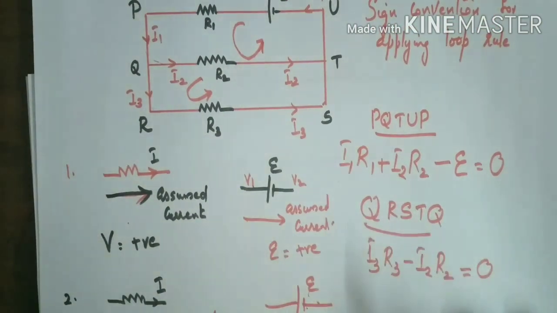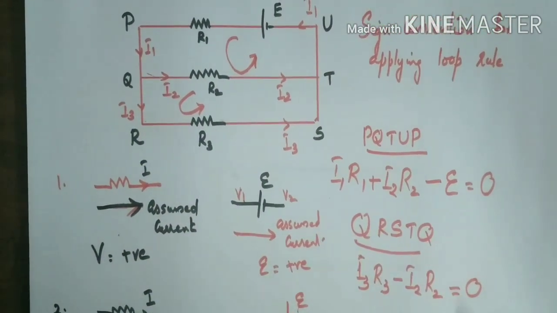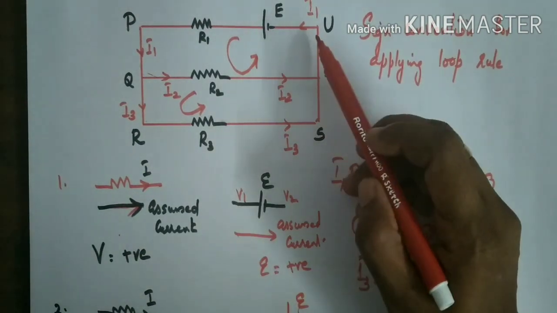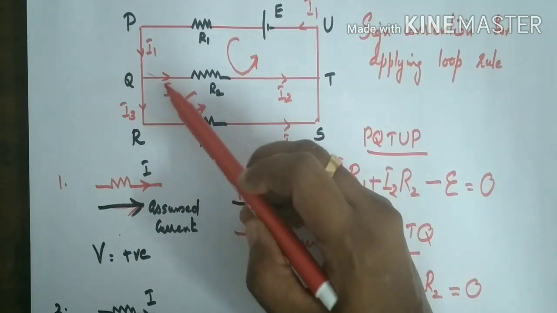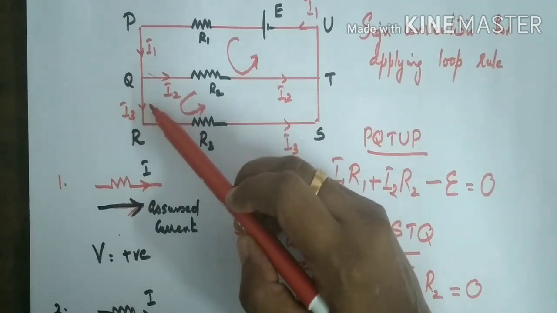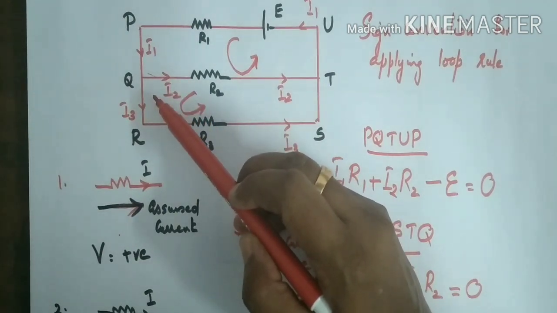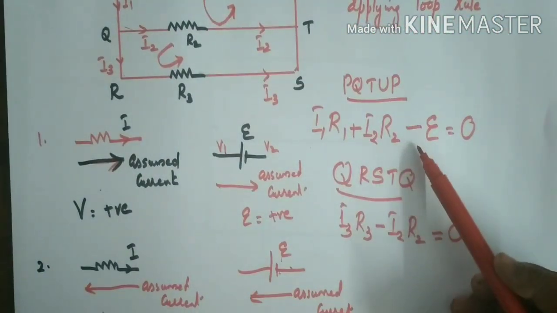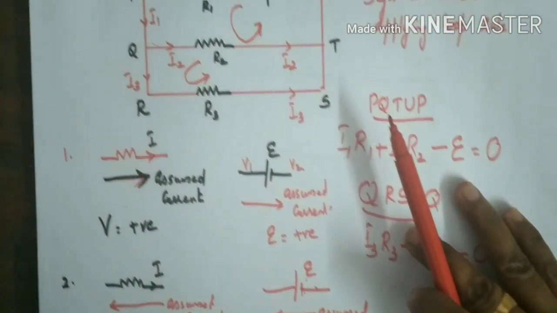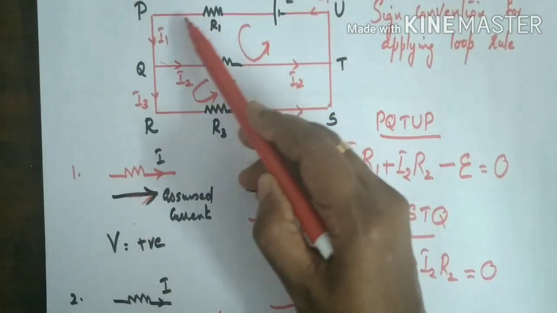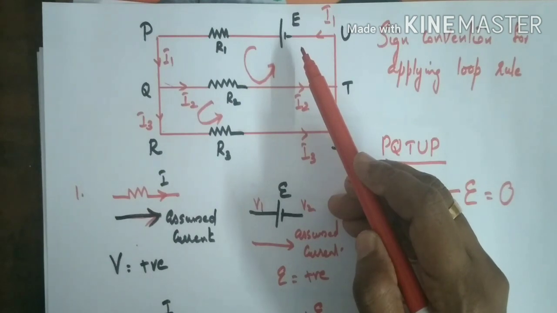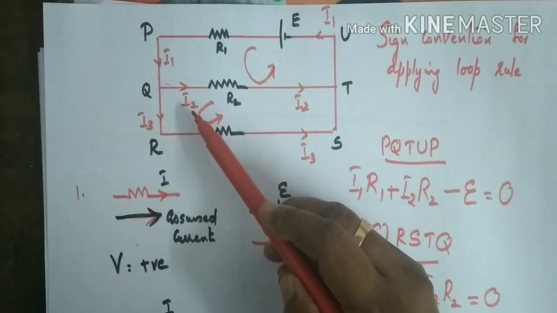Now, the main importance of the loop rule is that we can find out the current through each branch. Here, how many unknowns are there? I1, I2 and I3 are the three unknowns. So if there are three unknowns, we have to consider three equations. Okay, so this is the first equation, this is the second equation, and for the third equation we can consider another loop like this, the bigger one. This loop we can consider, or otherwise we can consider the junction rule also.